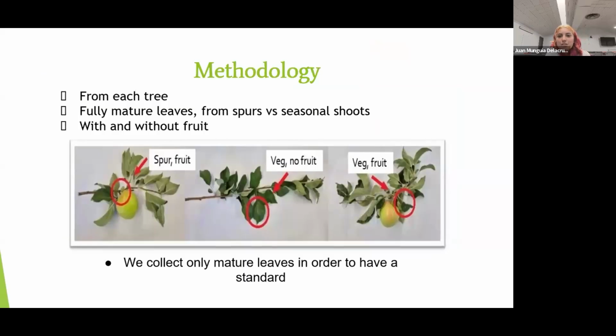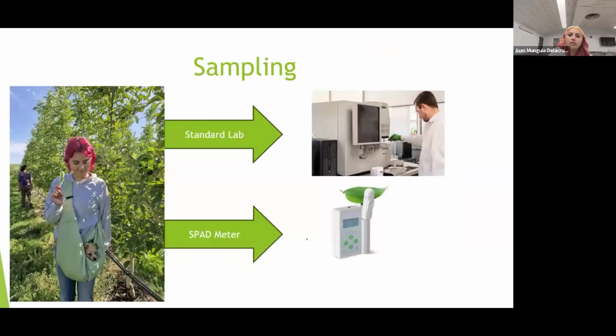So from each tree, 4 types of leaves were collected. We collect fully mature leaves from spur to seasonal shoots, with and without fruit. In this picture, you can see a spur with a fruit, vegetative with no fruit, and vegetative with fruit. We only collect mature leaves in order to have a standard.